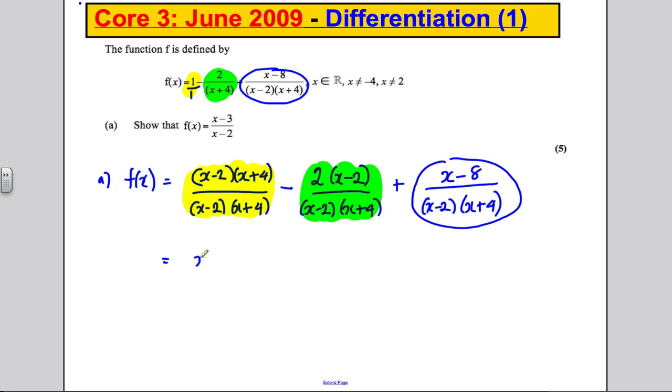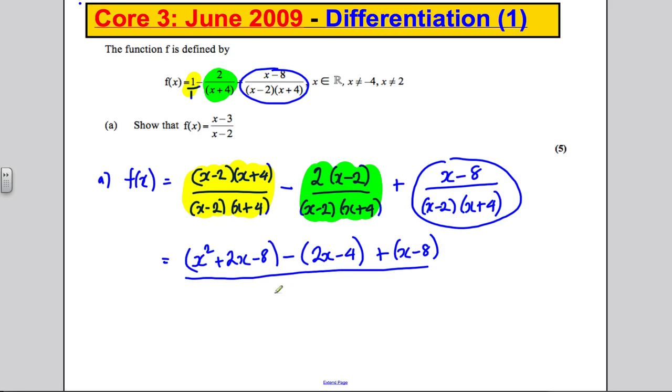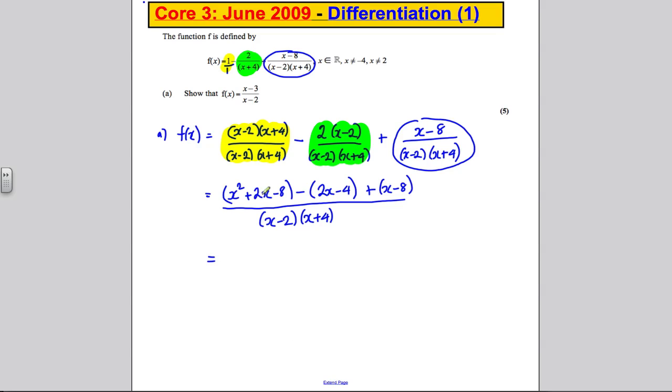So let's multiply this out here. Be x squared plus 2x subtract 8, subtract, if I multiply the 2 in, 2x subtract 4, and then plus 8 subtract, x subtract 8, all divided by x subtract 2, x plus 4. Okay, time for a bit of tidying up there on the top. I have an x squared plus 2x subtract 8, multiply the minus in both, subtract 2x plus 4, and then add the x and subtract the 8, all over x subtract 2, x plus 4.